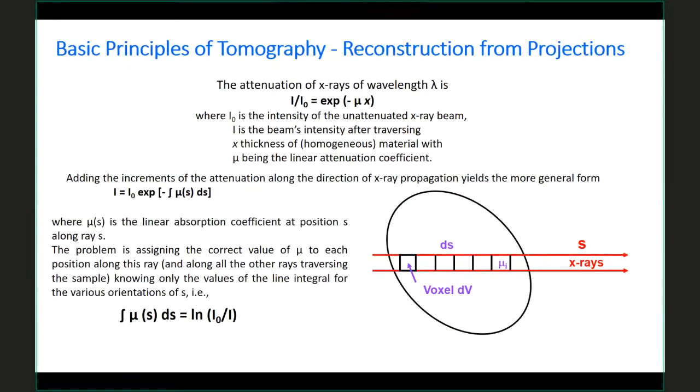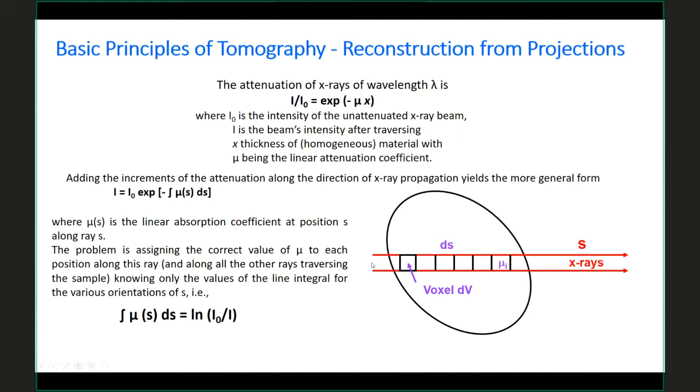Okay, on to tomography. So what's the basic principle of tomography? It's reconstruction from projections. So if you imagine a beam of X-rays going through the sample and through, let's call it, voxels as it goes through the sample. As the beam goes through, it's attenuated by Beer's law that you're all familiar with: I over I zero is equal to the exponential of minus mu x, where mu is the linear X-ray attenuation coefficient, and x is the path length through the sample.